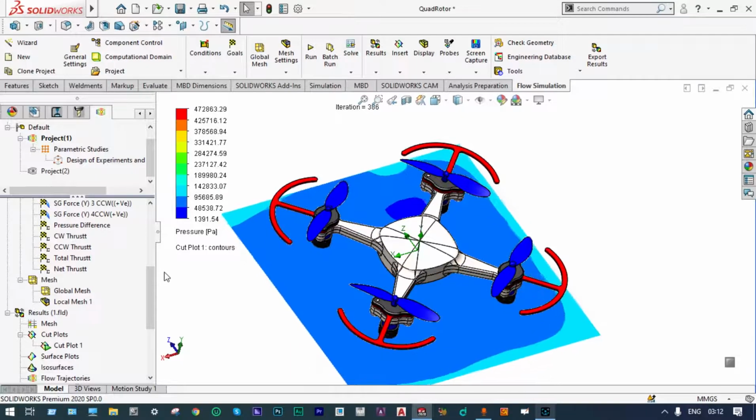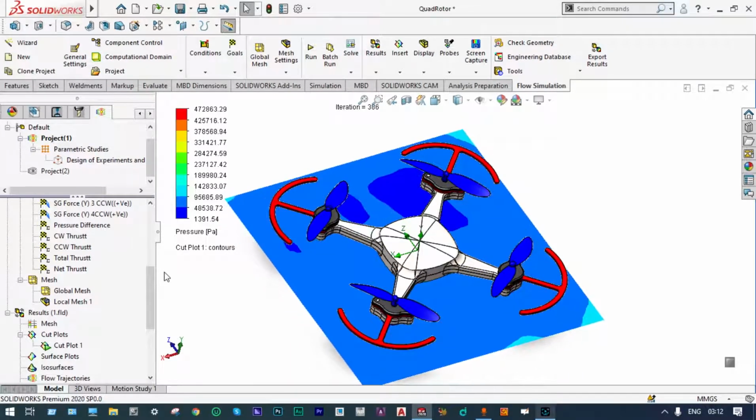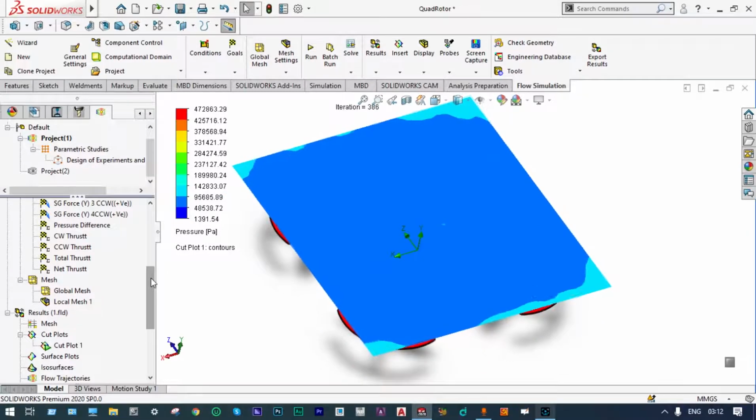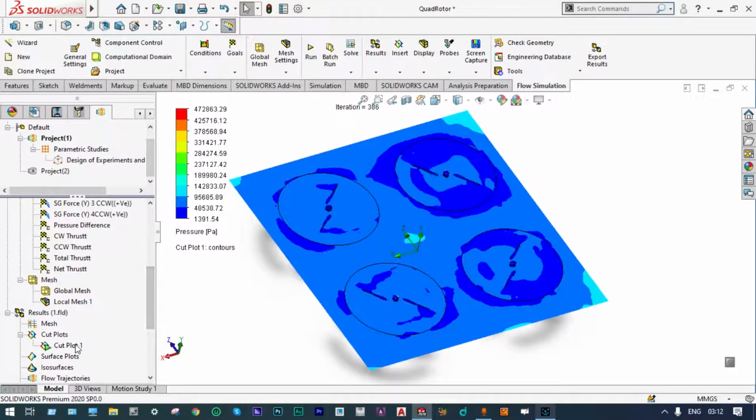Next to that, we want to see the surface plot. That means pressure distribution across the different faces of this quad rotor. Let us clear and hide this part.